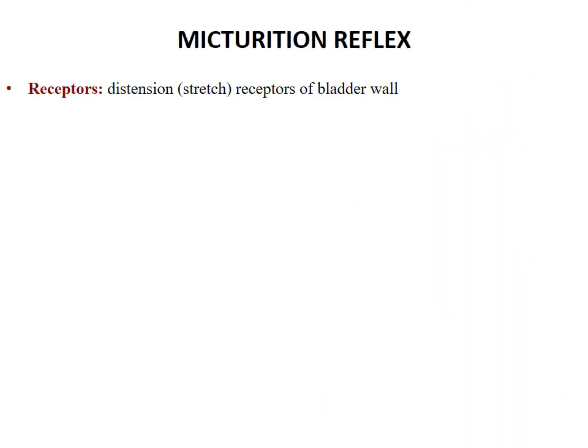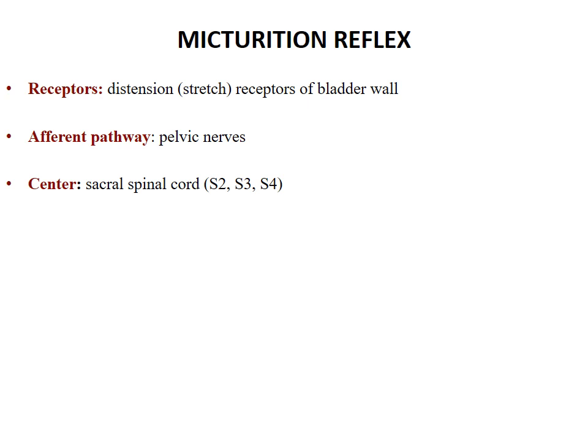Micturition reflex. Here the stretching of the bladder wall by urine is sensed by a receptor, and those are stretch receptors. The afferent pathway is the pelvic nerves. Pelvic nerves carry the sensations of stretching. The center is the sacral spinal cord, which includes S2, S3 and S4. The sacral spinal segments S2, S3 and S4 are the center involved in this particular reflex.